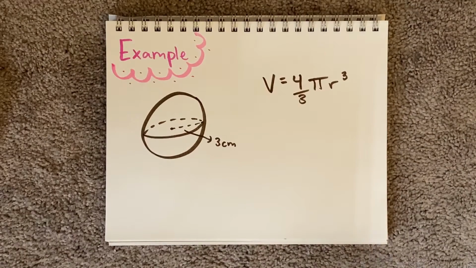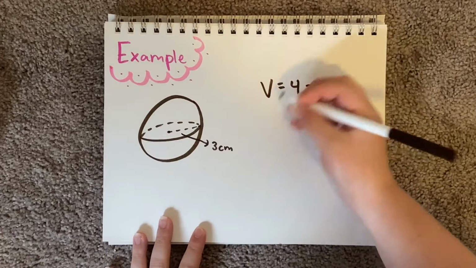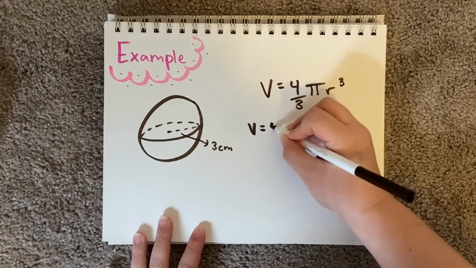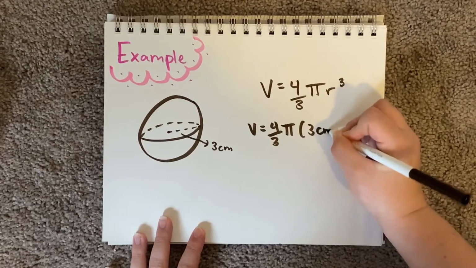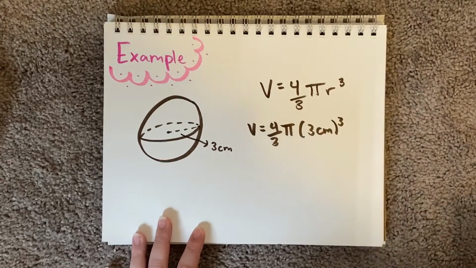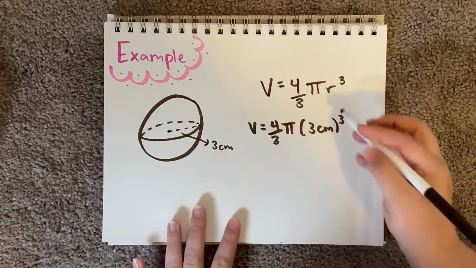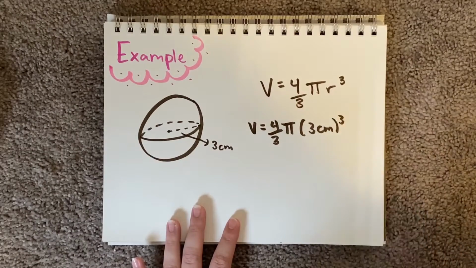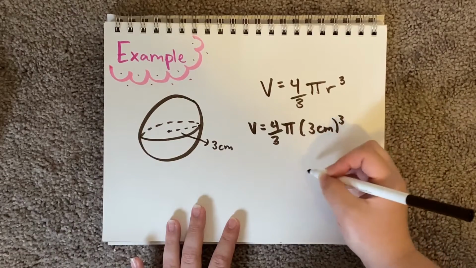Now, to correctly do this formula, remember, volume equals 4/3 times pi times the radius cubed. Now we already have our radius, which is 3. So we can go ahead and say that volume equals 4/3 times pi times 3 centimeters to the 3rd power. Now, we can go ahead and do the math, or we could break this down, because we can say that 3 to the 3rd power is going to be 27.